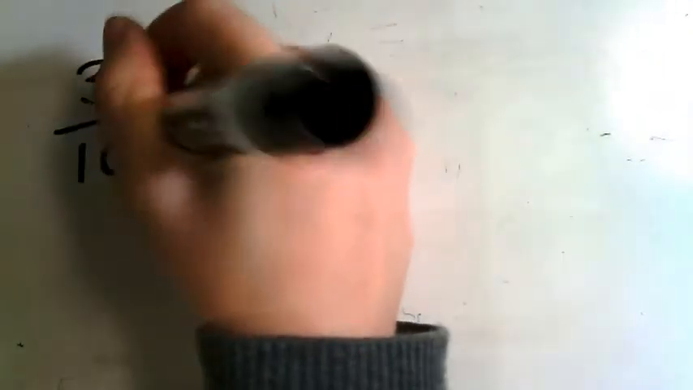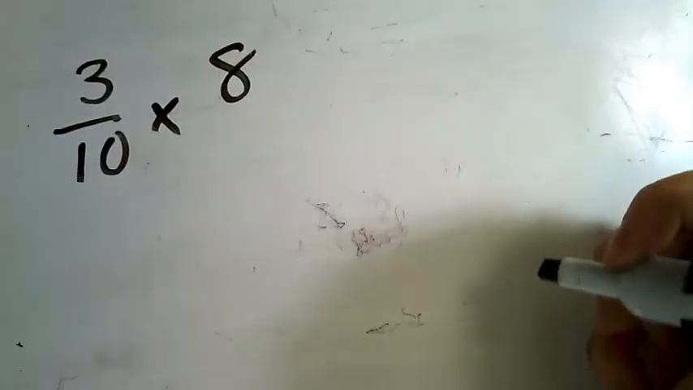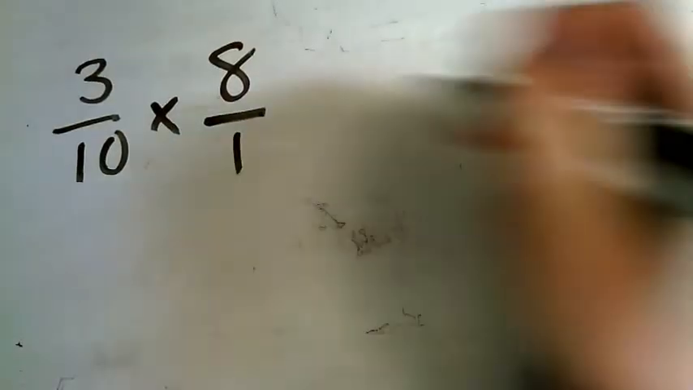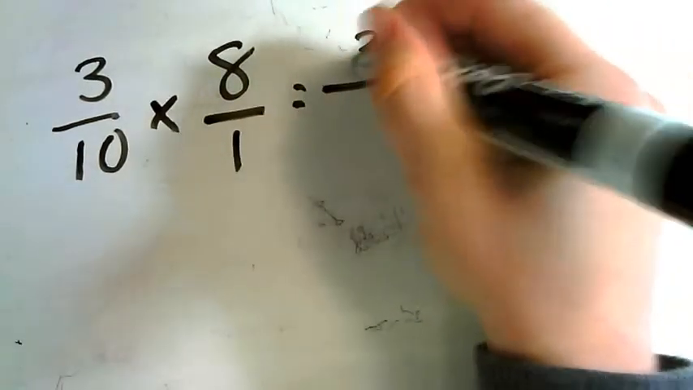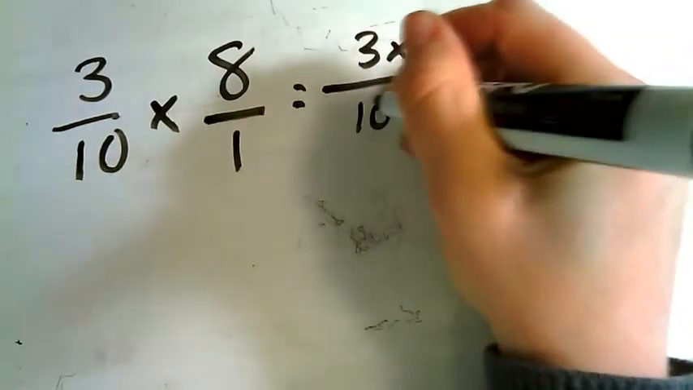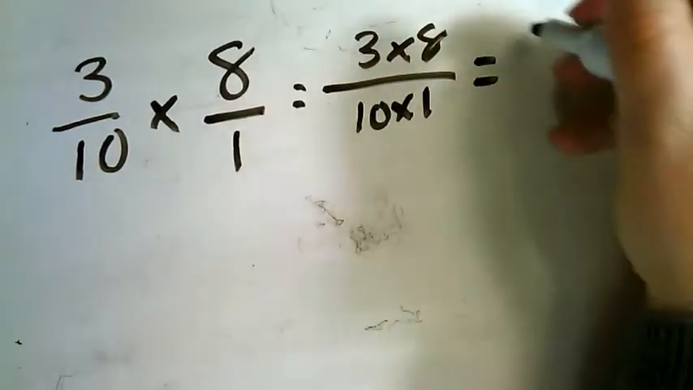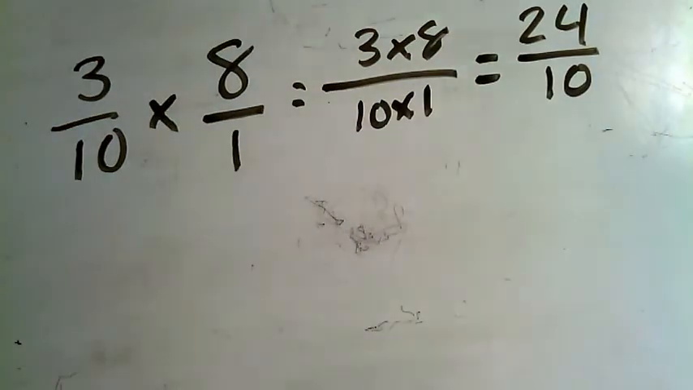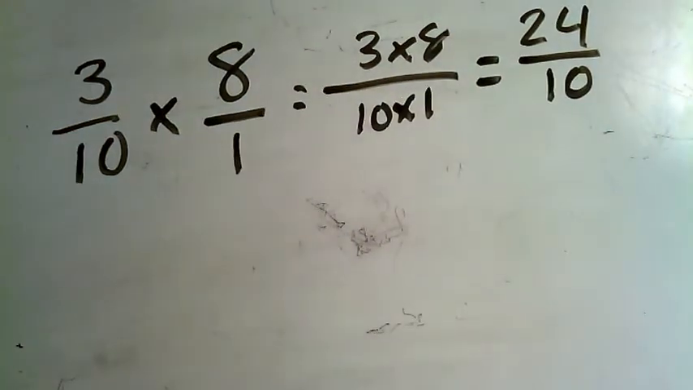So let's look at one more just to make sure we know what we're doing. Let's do 3/10 times 8 wholes. So again, the first thing we do is we put 8 over 1 to turn it into a fraction. Then we multiply the numerators and we multiply the denominators. 3 times 8 is 24. 10 times 1 is 10. 24 over 10 is our answer.